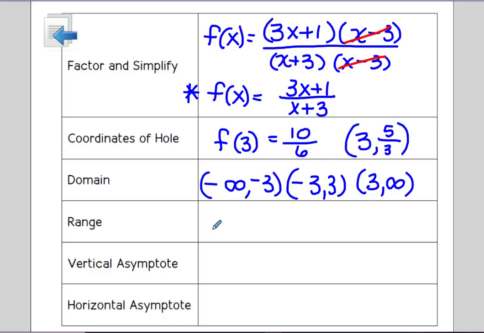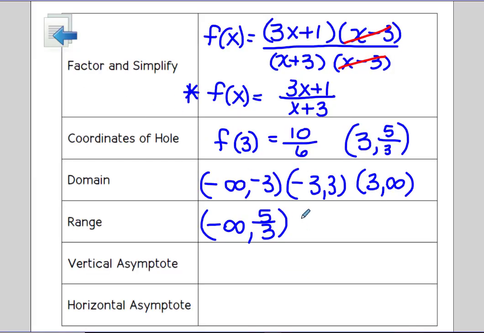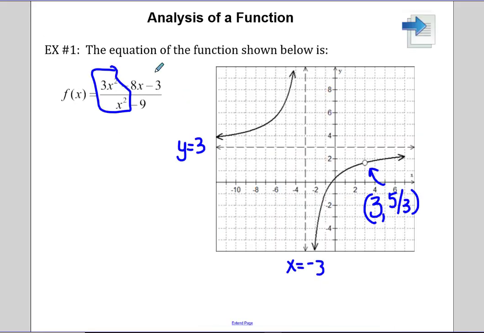And then the range, if we read from the bottom to the top, we go from -infinity up to the hole, which is valued at 5/3. And then I believe we have a horizontal asymptote at y equals 3. Here the powers are the same, so 3 divided by 1 is my horizontal asymptote. So we go from 5/3 up to 3. And then on the other side, 3 to infinity. And you can tell by looking at the graph, we go from 3 up to infinity.